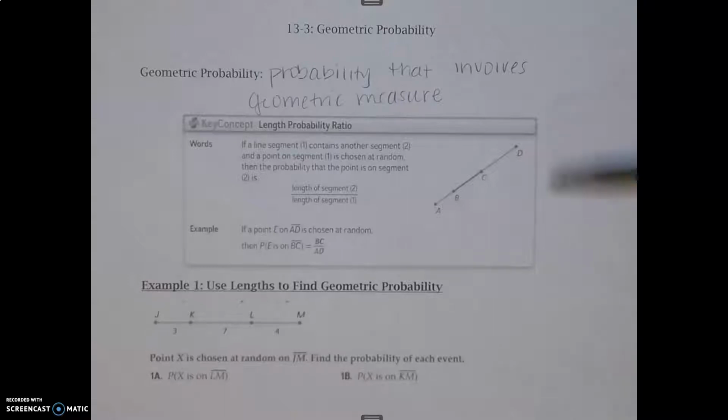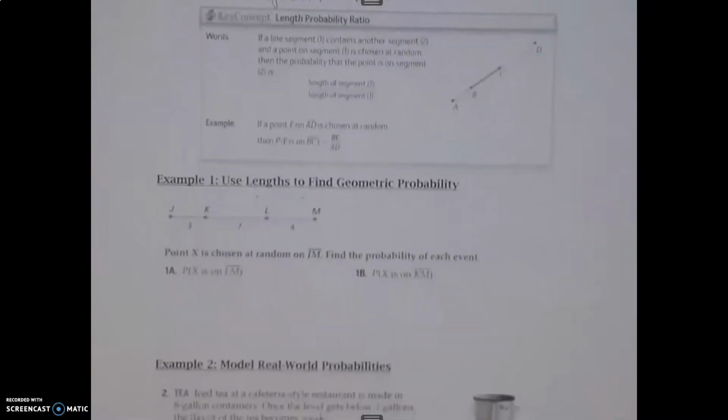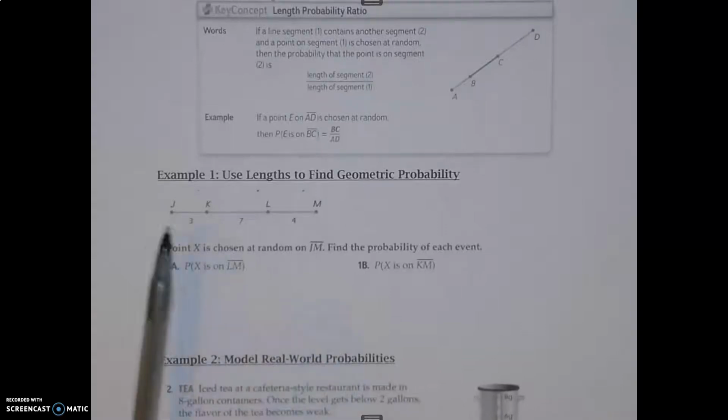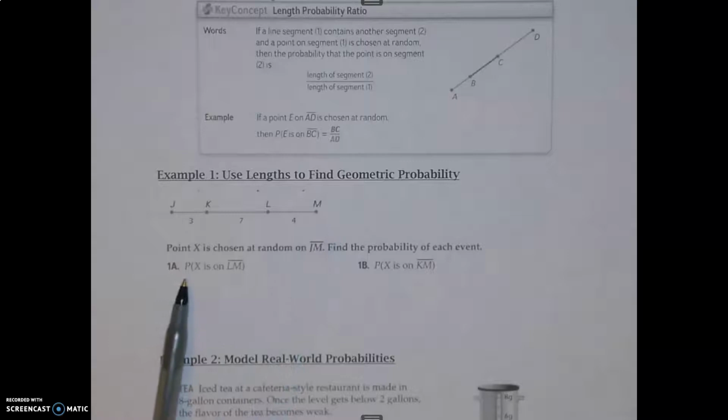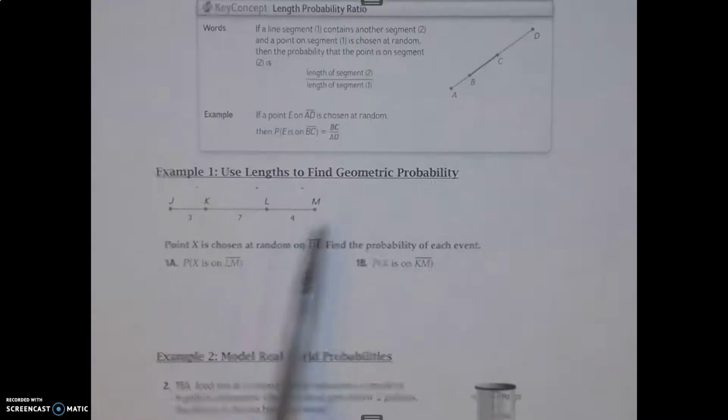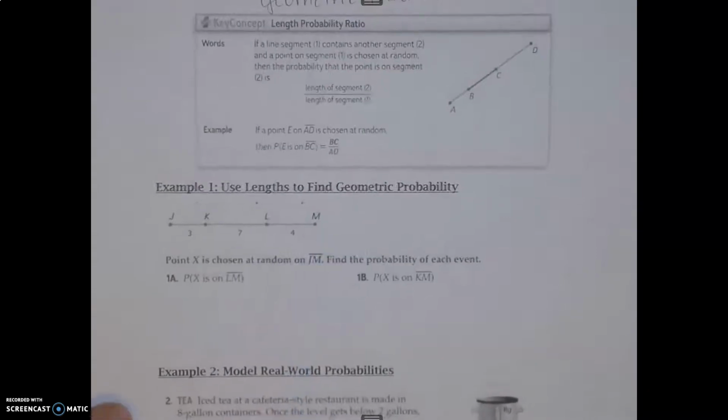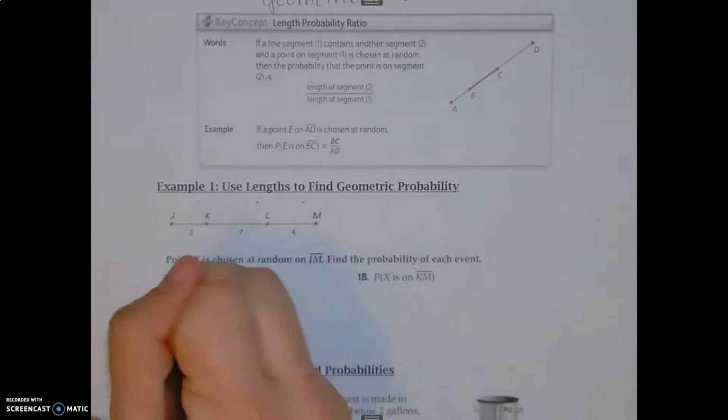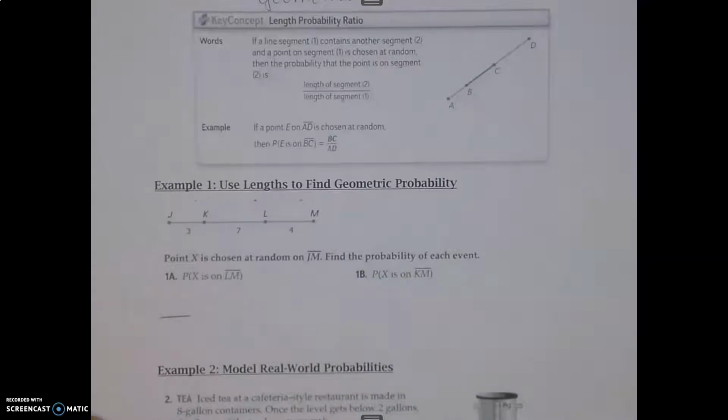You have your example listed here, so we're going to go and look at 1A. So we have segment JM, which they gave us our individual parts, but we want the probability that X, which is a point chosen at random, falls on the segment LM. And when we set up our probability ratio, your numerator is always the likelihood that your event actually happens. So LM's distance is 4. And we want to put that over the distance of the entire segment, which is going to be 14.